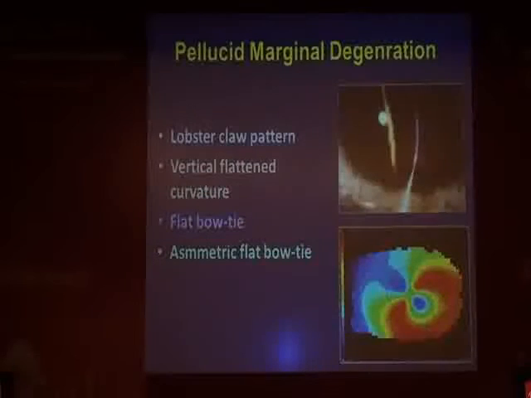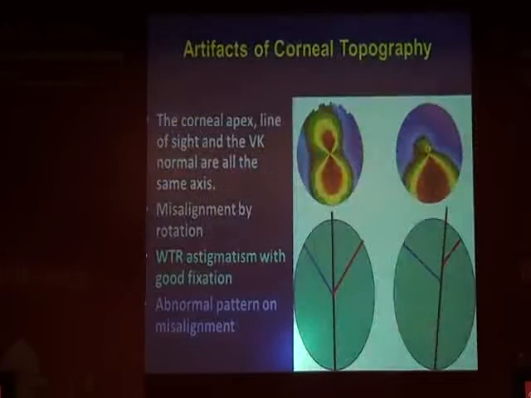And pellucid marginal degeneration, we can have lobster claw pattern of the corneal topography. The vertical meridian is flattened. We have flat bow tie and sometimes asymmetric bow tie. One of the limbs of the flat bow tie is missing.